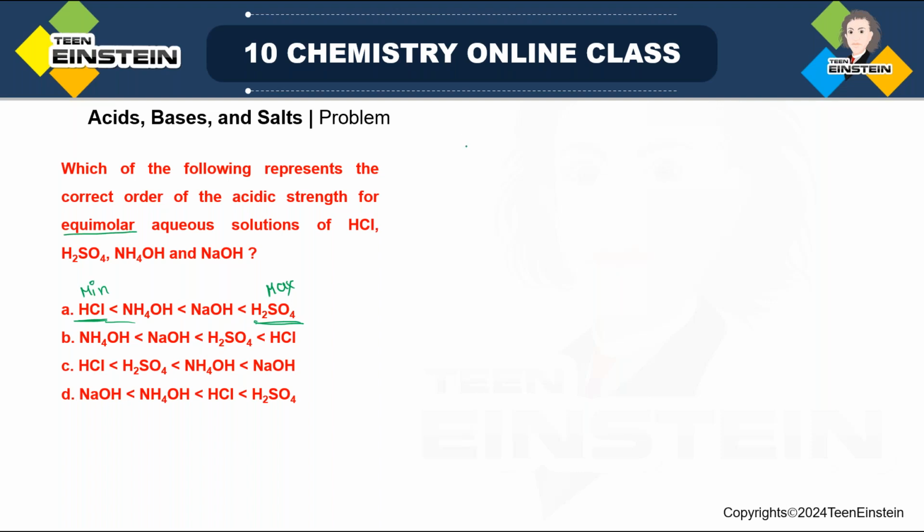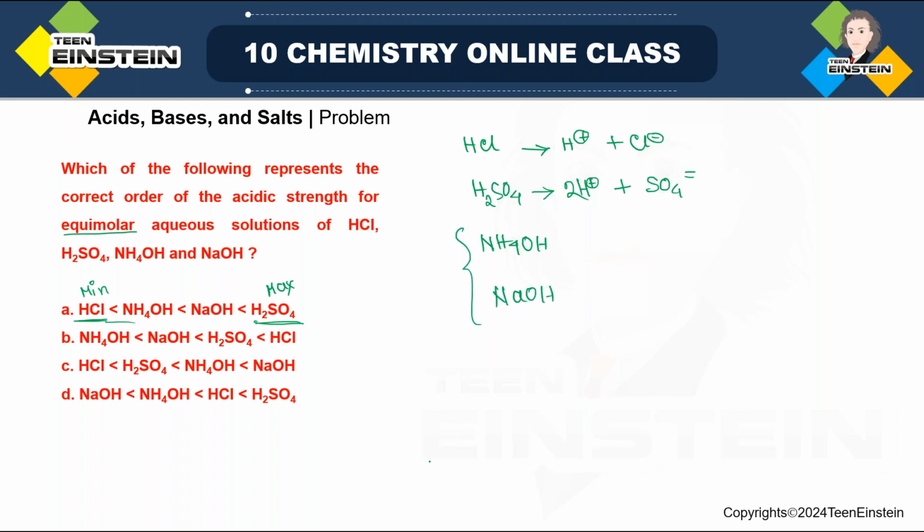So first we will write all the species here. So HCl, it will dissociate to H plus and Cl minus. Then H2SO4, same number of moles. So suppose we have 1 mole of each of these species. Now you will have 2H plus, SO4 2 minus. Then the next species, NH4OH, NaOH. Now it is true that these two are not acid at all.